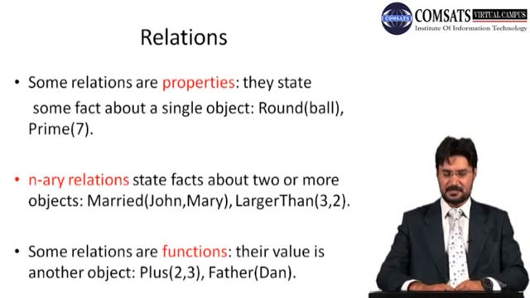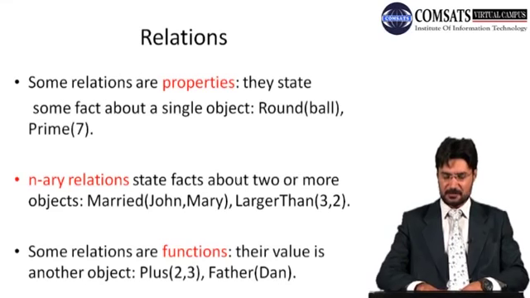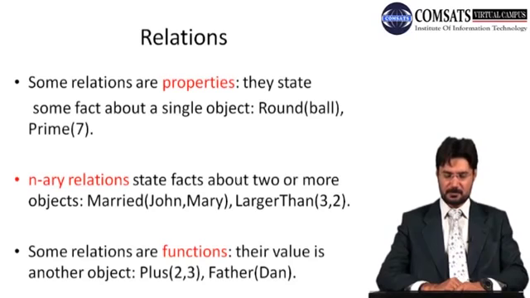An n-ary relation states facts about 2 or more objects. Married(John, Mary), larger than (3, 2). So we can use an n-ary relation between 2 things. This relationship can be between more than 2 or 2. Some relations are functions. Their value is another object. So if we are using some function, this function can be a relation, and this relation will give you one object, because if we add 2 plus 3, it will give you one object. Father of, so then we can say whether he is a father or not.